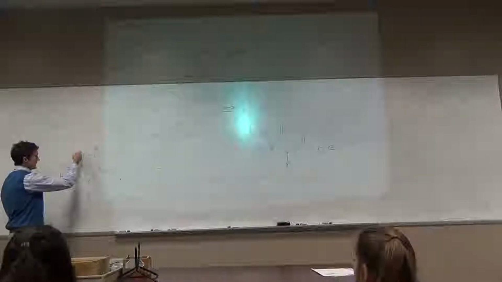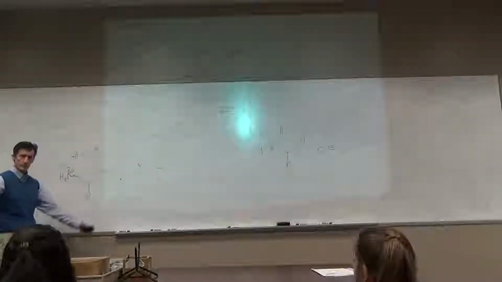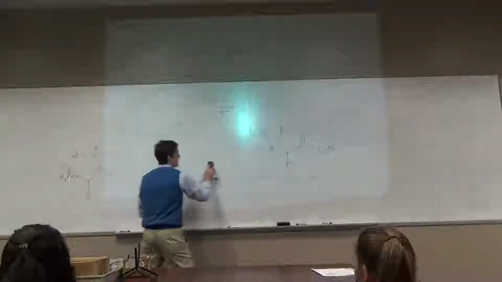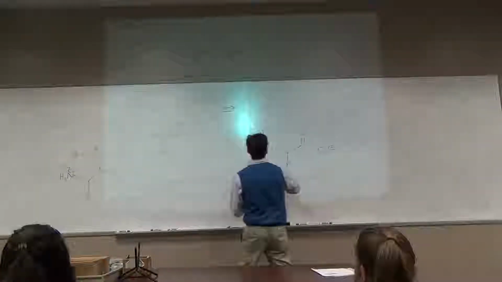One, two, three, four, five. 1, 2, 3, 4, 5. Nice 5-member ring. 5 and 6 are good, we'll learn. You got the structure.